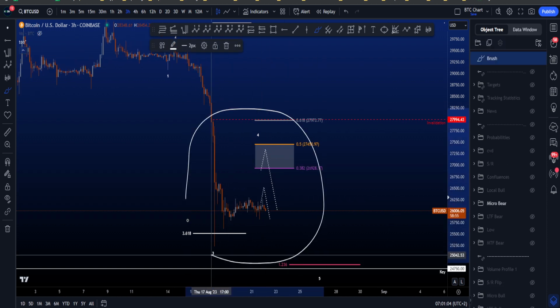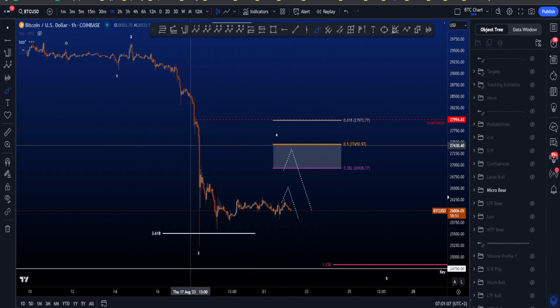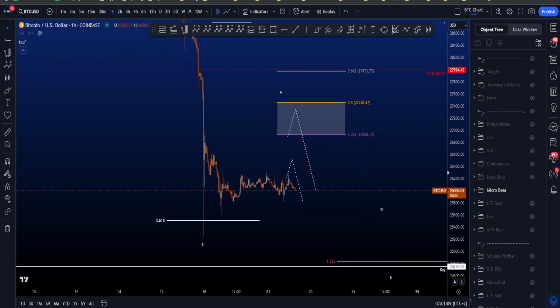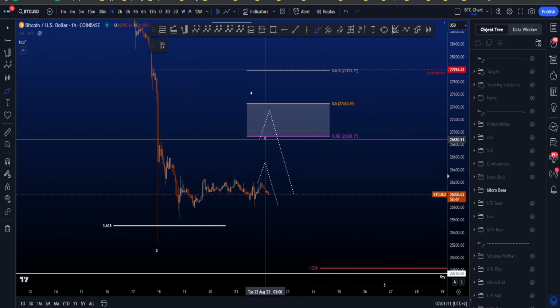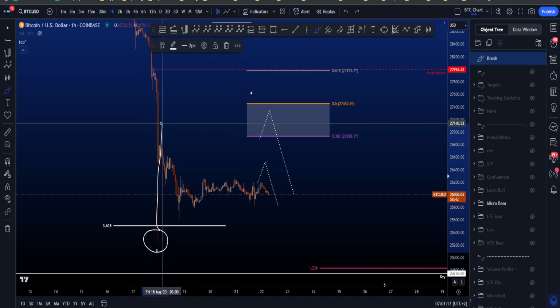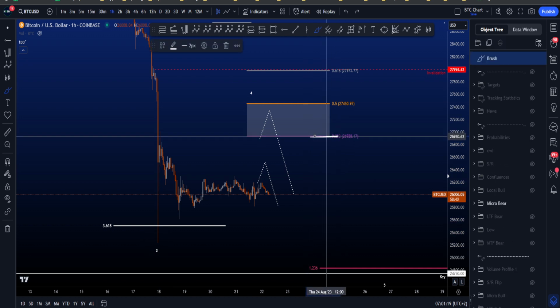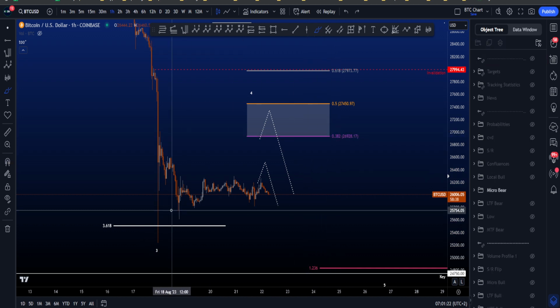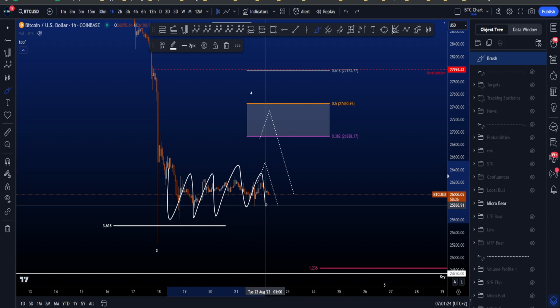Now if we then zoom in to this wave 4 over here, go to the 1 hour, of course, we have been ranging for many days, and the 382 has already been hit once, as you can see over here on the left side. Immediately after this bounce to the upside over here, the 382 was hit at 26.9k, and since that moment we have been ranging down here.